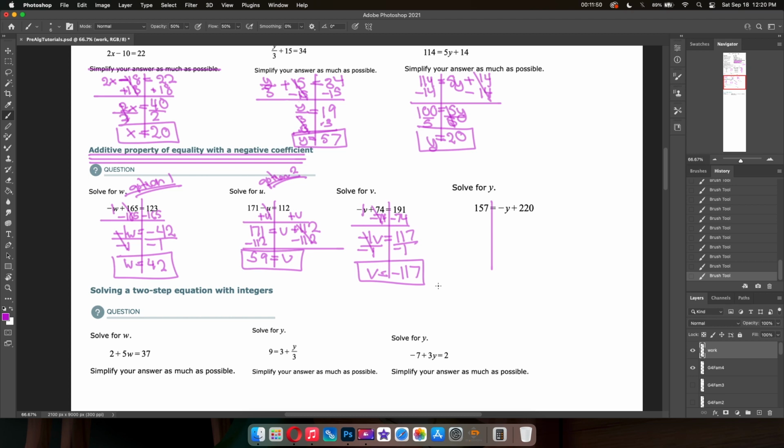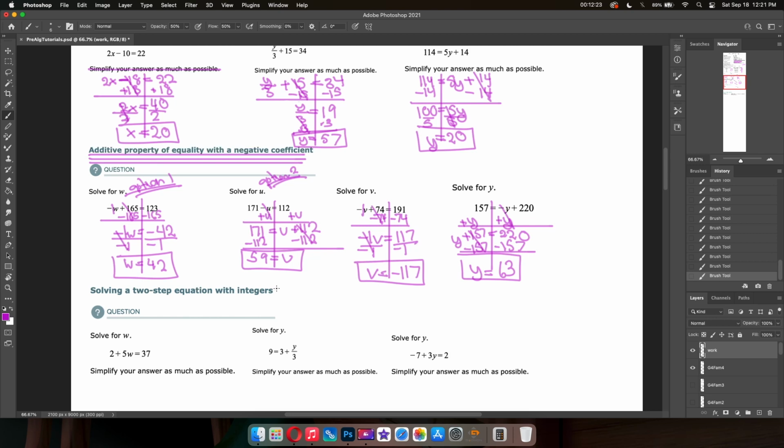Option 2, we're going to move the y, so I'm going to plus the y on one side, plus the y on the other side, so now y plus 157 equals 220, and now to get y by itself, I'm going to move the 157, move the 157, and now y equals, let's see here, 63, yeah, 63. You guys with the calculators can shout at me in the comments if I get it wrong.